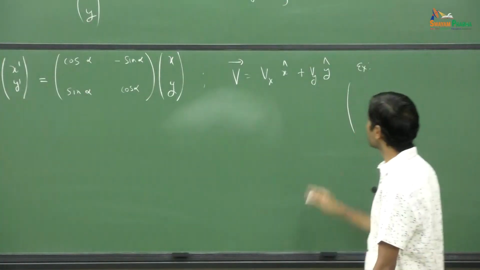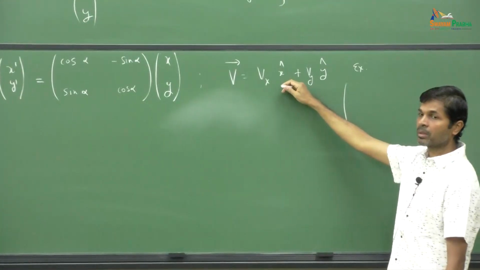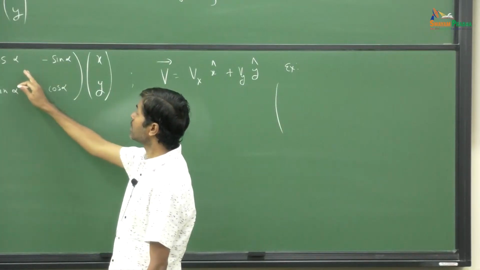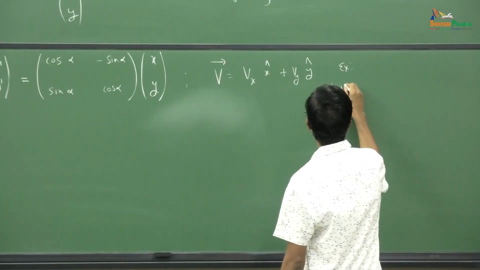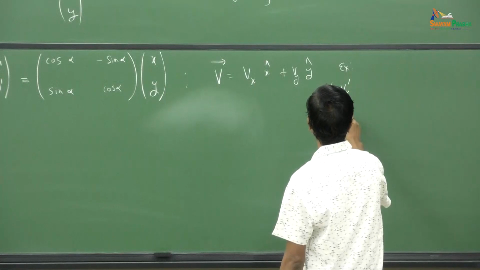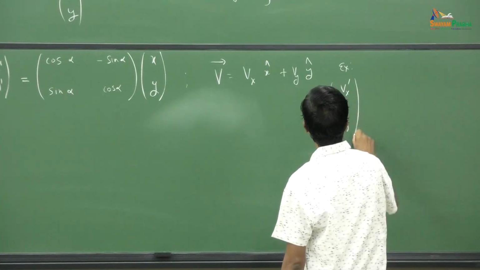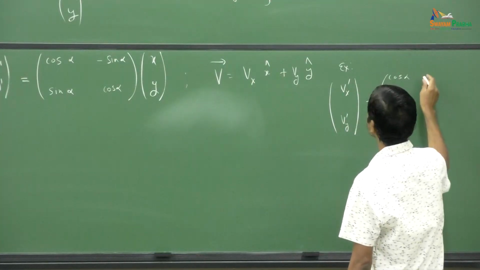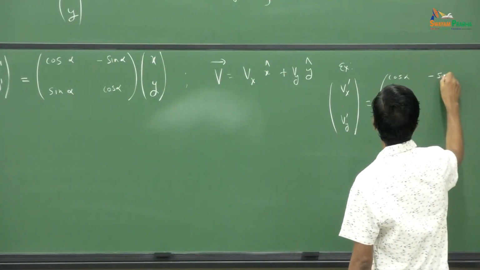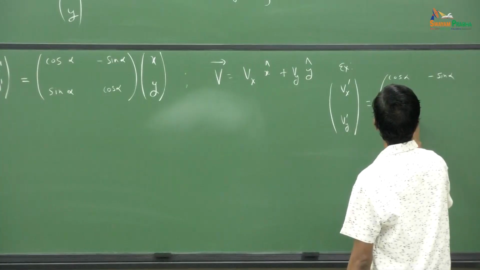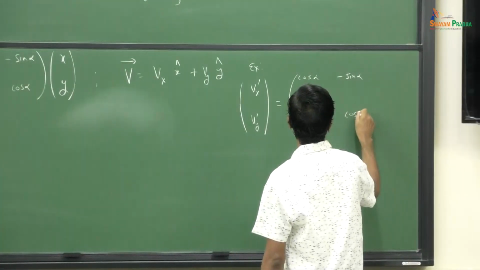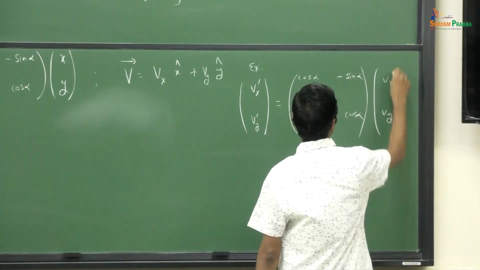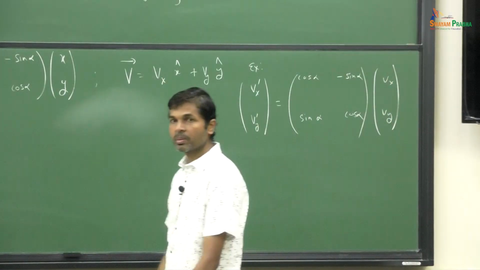You consider any other vector. If you perform a rotation, then the components will be related by (vx prime, vy prime) equal to the matrix [cos alpha, minus sin alpha; sin alpha, cos alpha] times (vx, vy). So this is how it will be related.